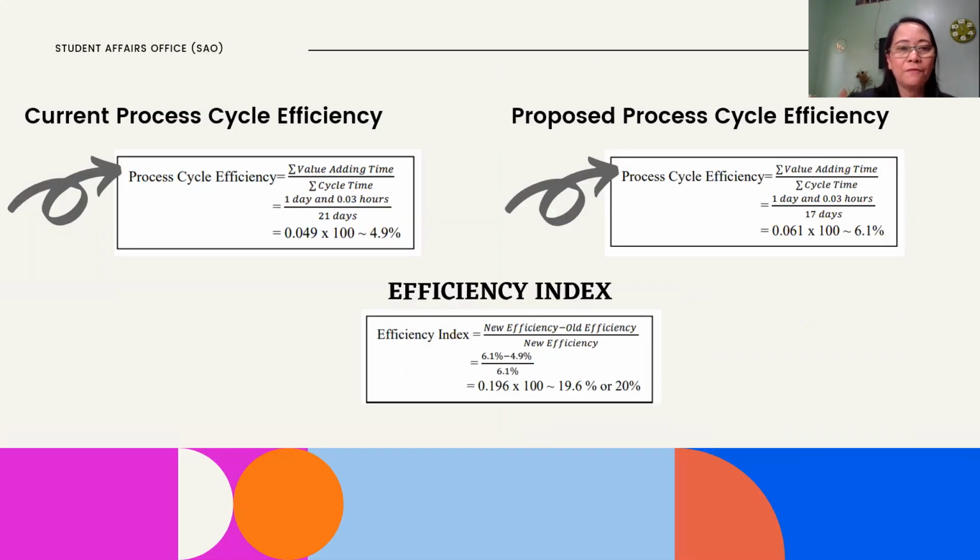And for efficiency, as compared to the proposed process, the current process cycle efficiency is 4.9%, while the proposed process is 6.1%. And that it gives us an efficiency index of 19.6% or 20% of efficiency.